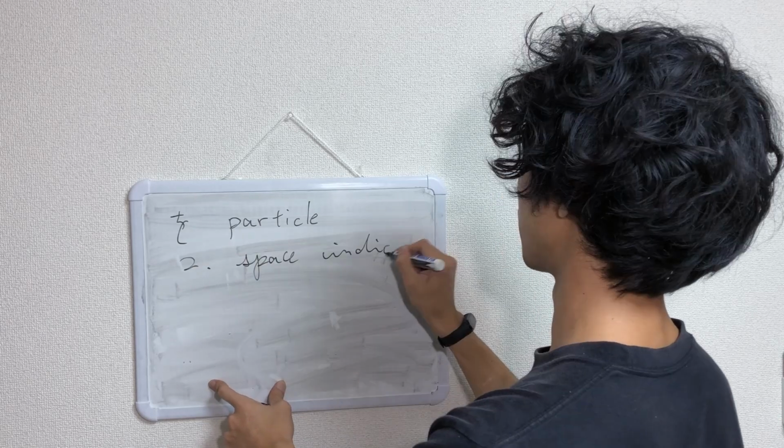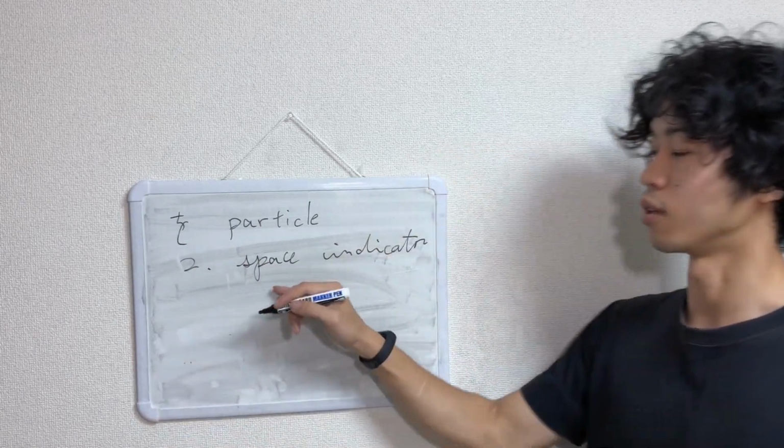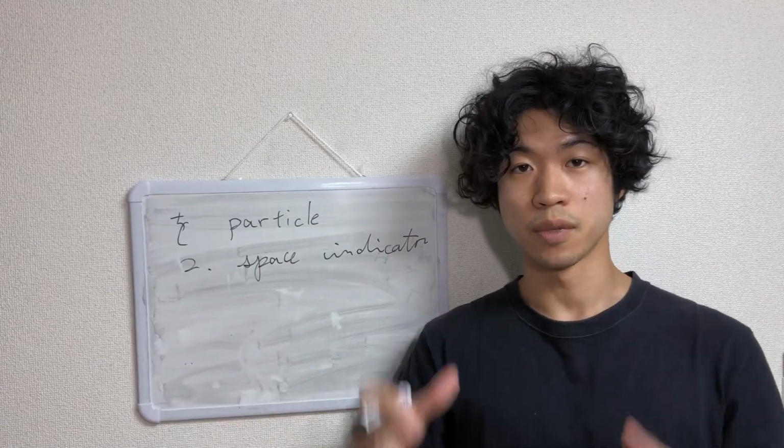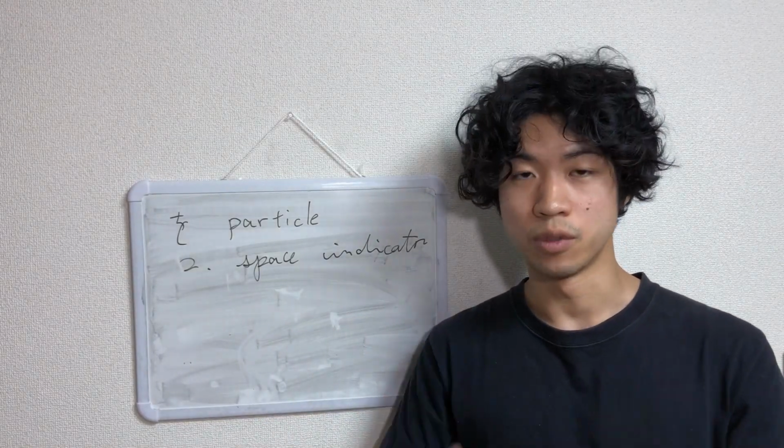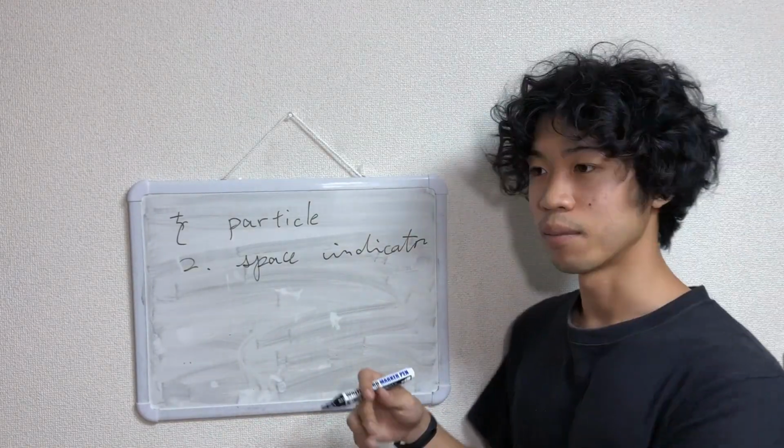Have you heard of it? I bet you haven't. That's why I'm going to explain it to you. So space indicator is a space where you use some move actions. Now, it's better if you watch my examples.